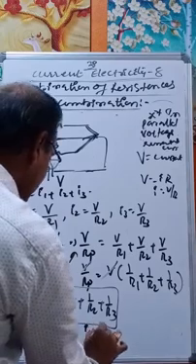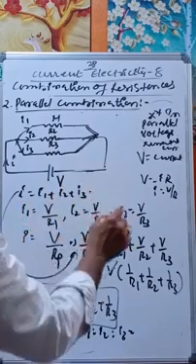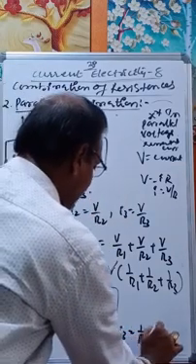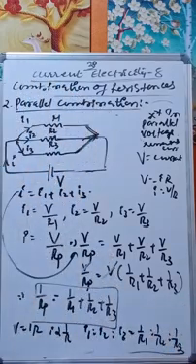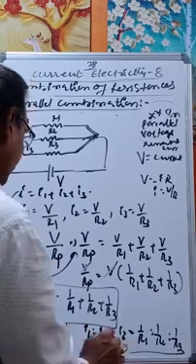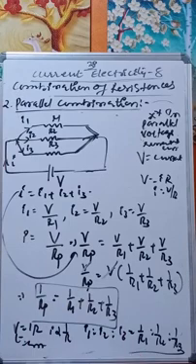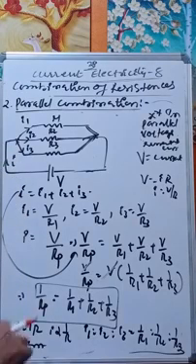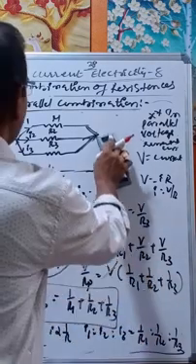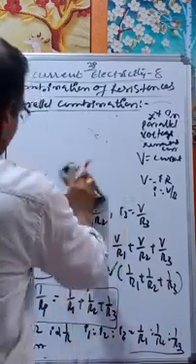Therefore, I1 : I2 : I3 is equal to 1 by R1 : 1 by R2 : 1 by R3. V remains constant. As V is constant, I is proportional to 1 by R. Therefore, I1 : I2 : I3 is equal to 1 by R1 : 1 by R2 : 1 by R3.